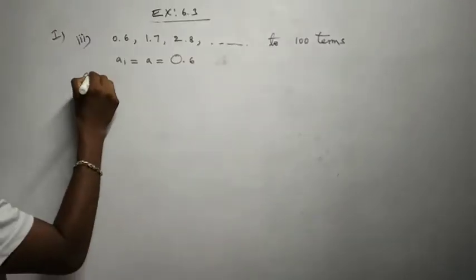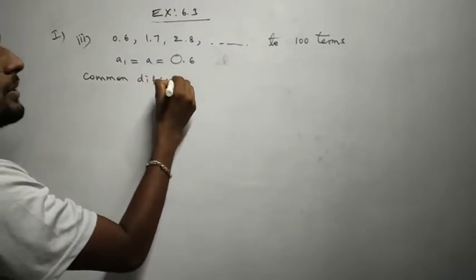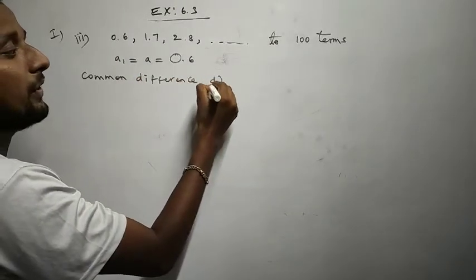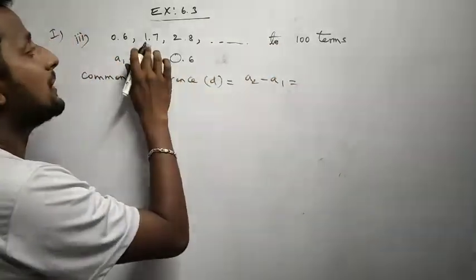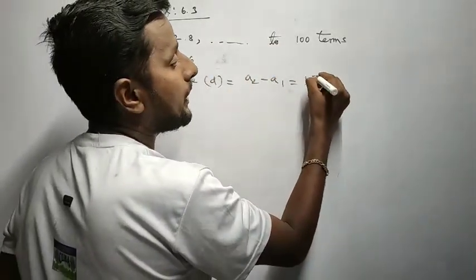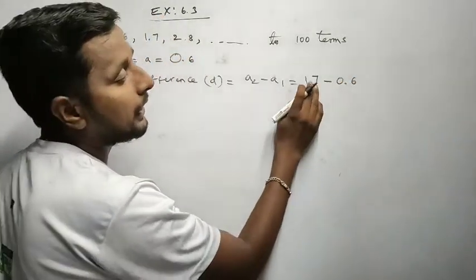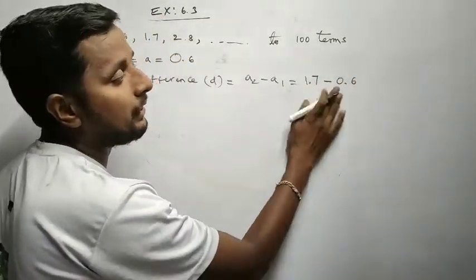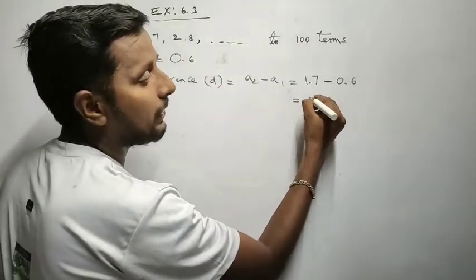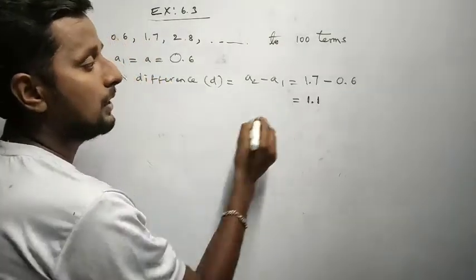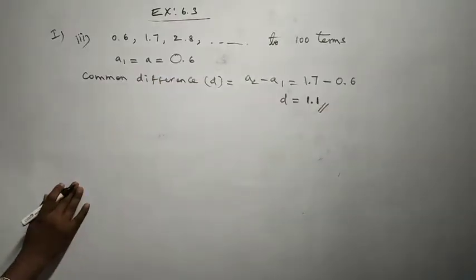Common difference d, I said already, is a2 minus a1. So that is nothing but 1.7 minus 0.6. It's simple. Remove the decimal, just think 17 minus 6, so the answer we know is 11. So we'll write 1.1. So d value is 1.1. Now how many terms is it talking about?